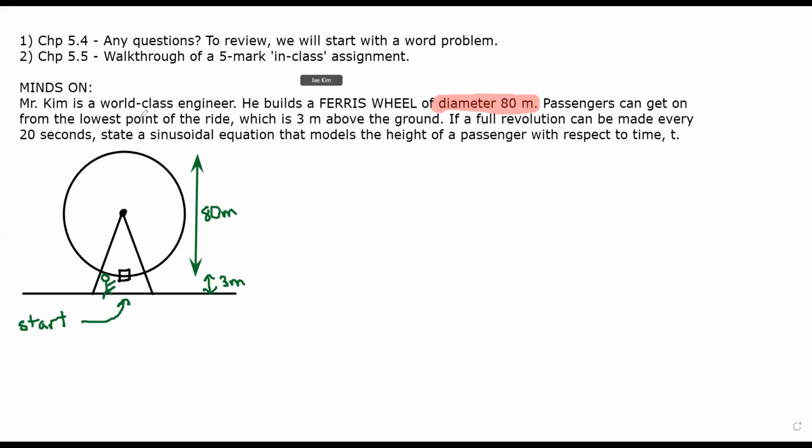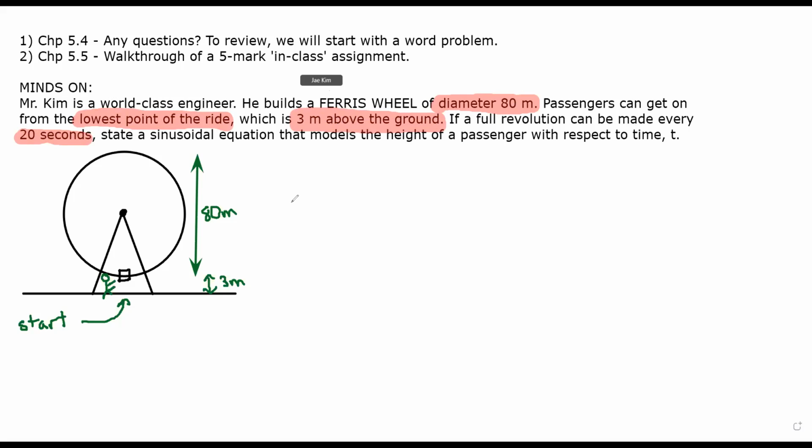The passengers can get on from the lowest point of the ride. So my ride starts at the lowest point, hint hint, and that is 3 meters above the ground. That might not seem as important, however, that helps us with something else. Lastly, a full revolution can be made every 20 seconds. So these 4 pieces of information refer to AKDC, but not respectively.